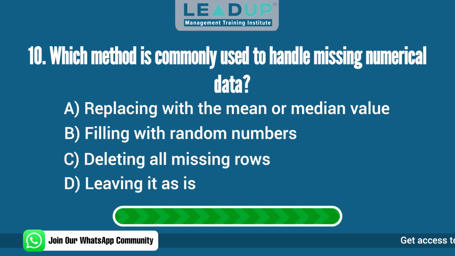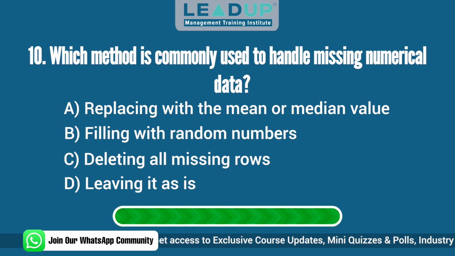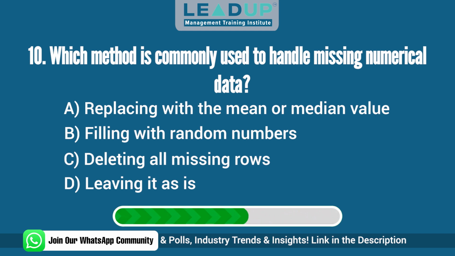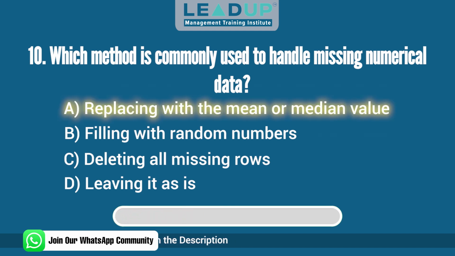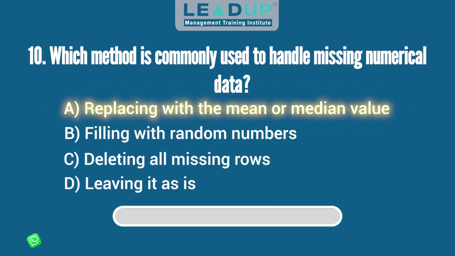10. Which method is commonly used to handle missing numerical data? A. Replacing with the mean or median value, B. Filling with random numbers, C. Deleting all missing rows, and D. Leaving it as is. The answer is replacing with the mean or median value.